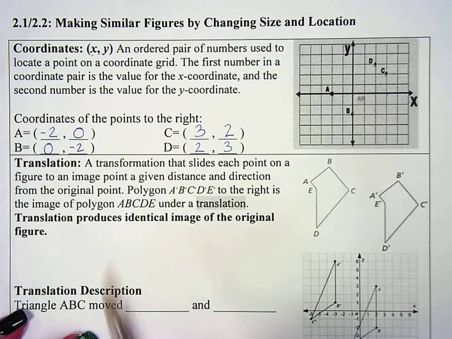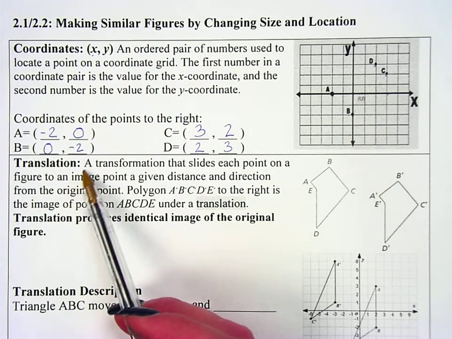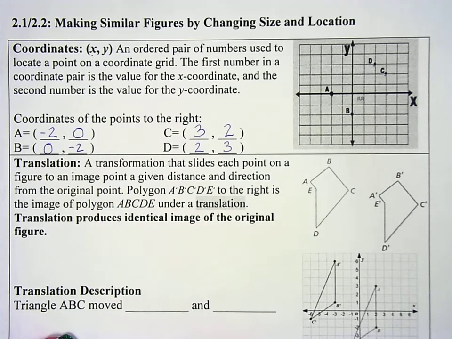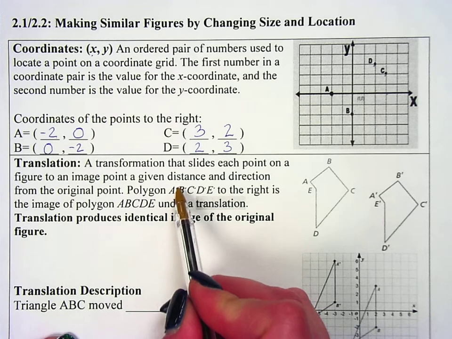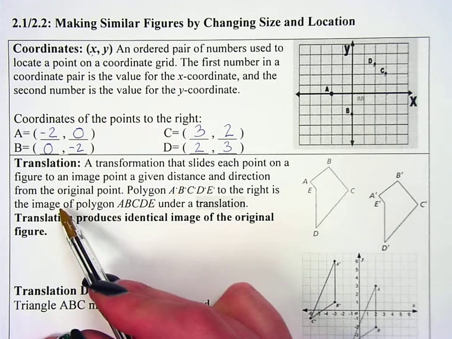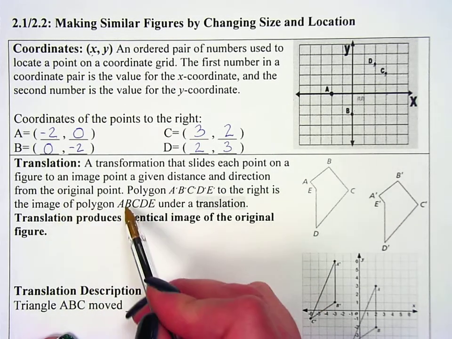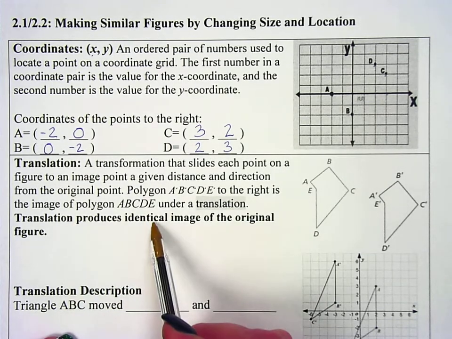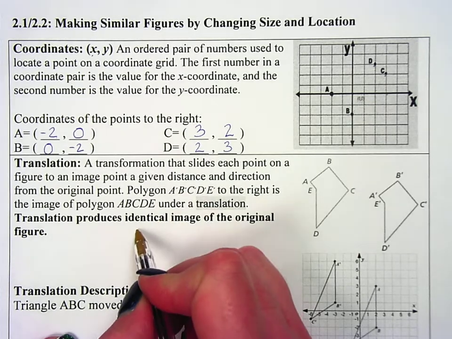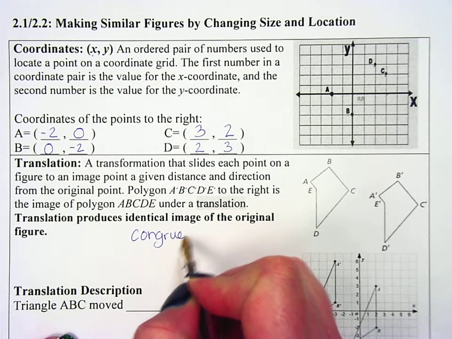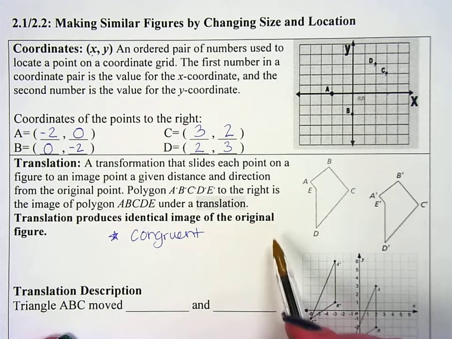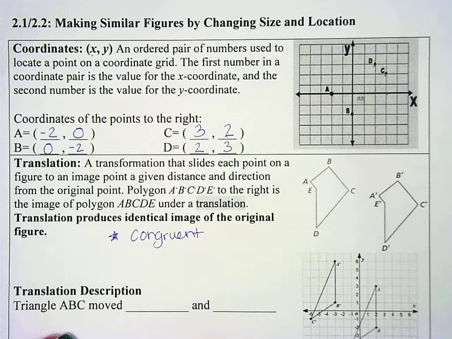Okay, so now let's get into our vocab for today. A translation is a transformation that slides each point on a figure over a given distance and in a certain direction from my origin point. A with that little apostrophe is the image, meaning it's the new, where A by itself is my original. So a translation produces an identical image, meaning these figures are congruent. It's an important vocab word. But it simply moved it left to right, up and down, or a combination of those movements.